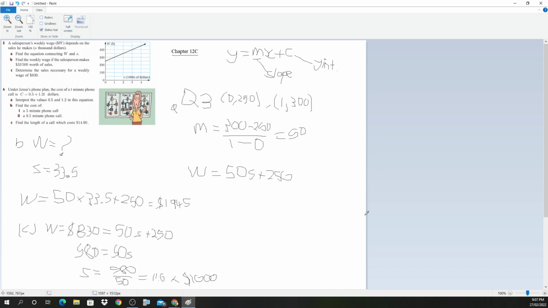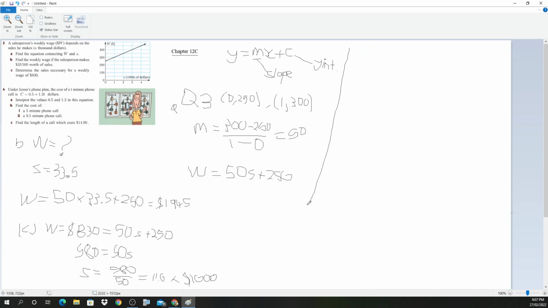Okay, so let's have a look at the next one. Let's have a look at question 4. All right, this one might make a bit more sense because that one was scaled, but we'll have a think about this one. In this one you've actually got the function, so we don't have to find it. So that's one thing already. But we do have to interpret it.